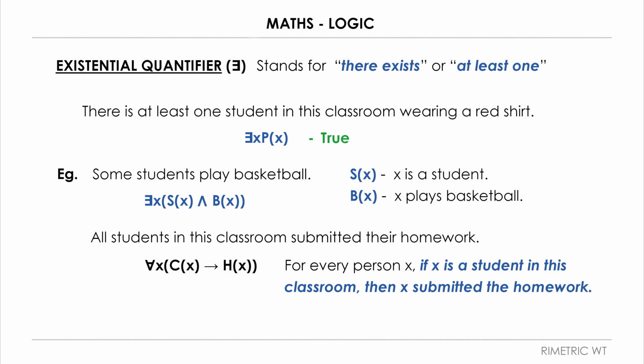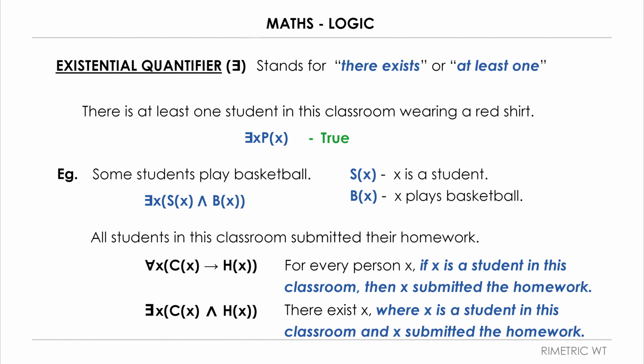But for the existential quantifier, or if some students submitted the homework, then being a student doesn't necessarily mean you submitted the homework. Rather, there are some individuals who are a student and submitted their homework. So since we're talking about a specific member of the domain who satisfies both cases, we use conjunction instead of implication. Therefore, we say there is at least one student who submitted the homework, or there exists x, where x is a student and x submitted the homework.